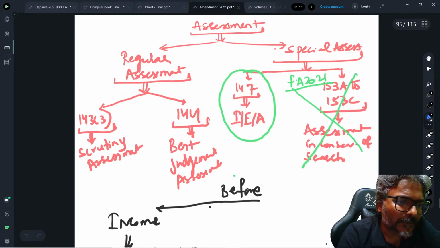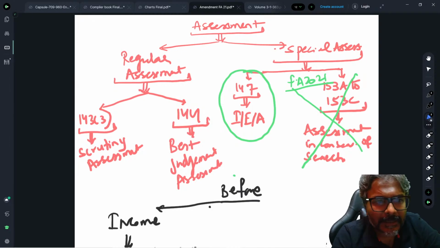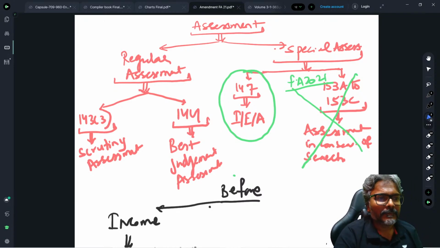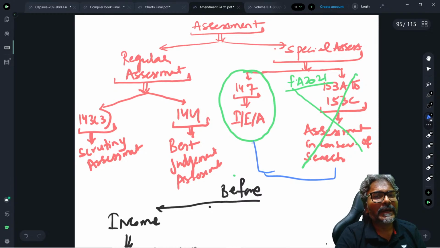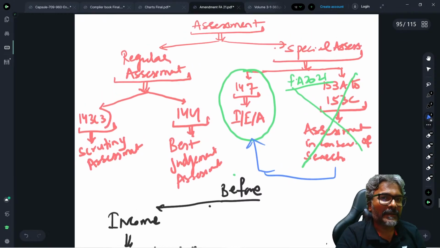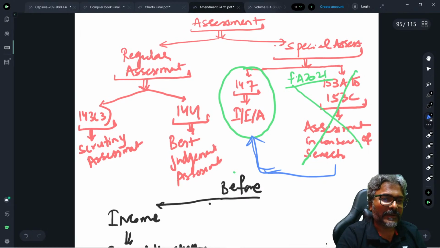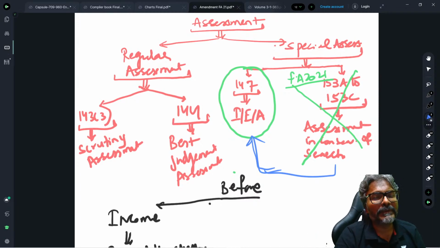Now, first and foremost, if you can have a look at the assessment which has been there over here. Regular assessment under 143, 144. Now the special assessment that we had earlier, 147, and we also had 153A to 153C, assessment in consequence of search. Now that particular assessment in consequence of search has been merged with the assessment of 147. So this is the amendment that has taken place. Before and after, this is the biggest change.